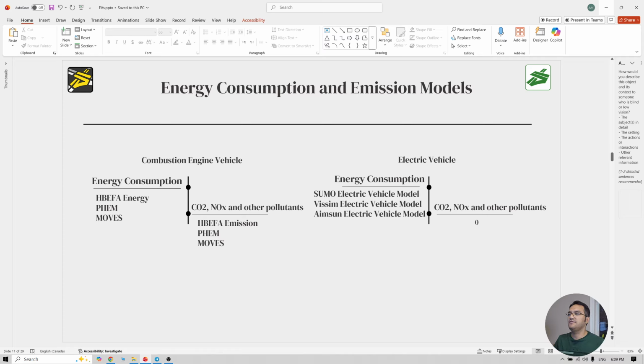And then for the electric vehicles, of course, the pollutants or emissions are zero, but for the energy, we have the SUMO, VISSIM, Aimsun electric vehicle models. So each of these main microsimulation companies has their own software.